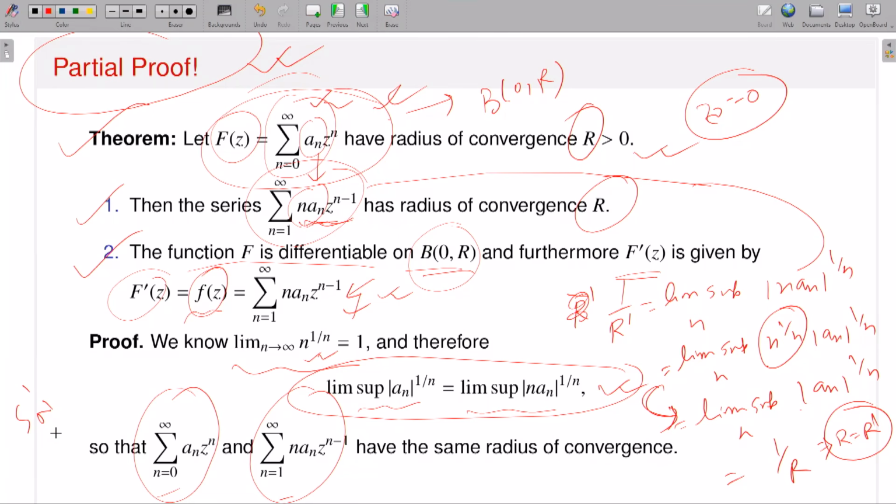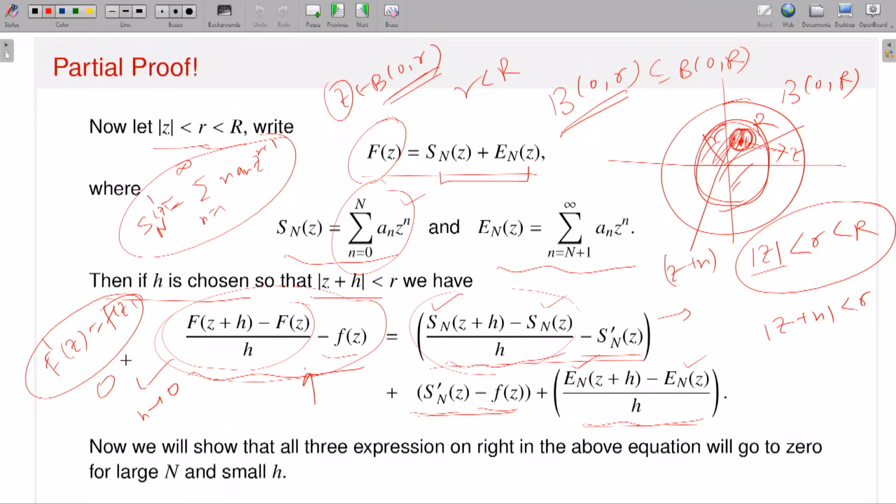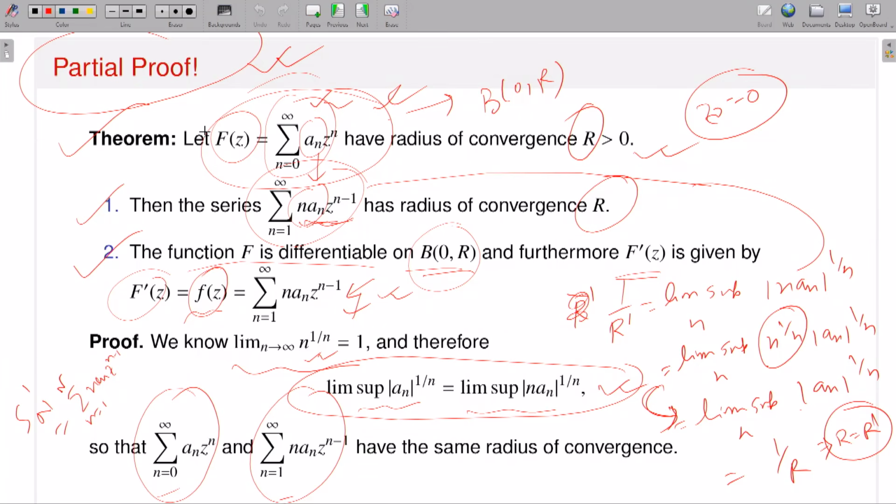Sn prime is nothing but the sum over n from 1 up to capital N of n times z to the power n minus 1, right? That's what Sn prime is. So you see that Sn prime is nothing but the partial sum of this small f. If I have a small f which is a function given by the series n z to the power n minus 1, then Sn prime is nothing but the partial sum of my series f, and I know the radius of convergence of this power series is the same as capital R.